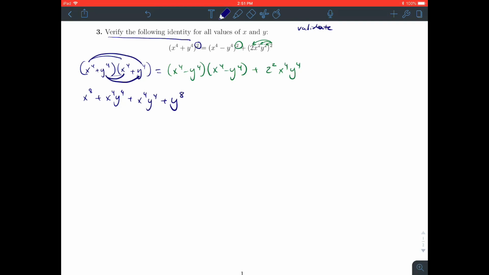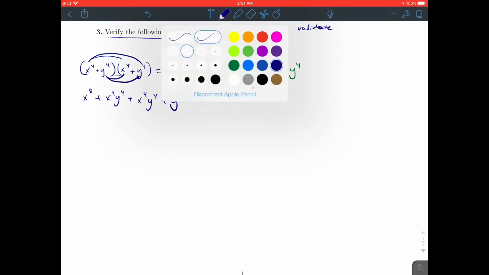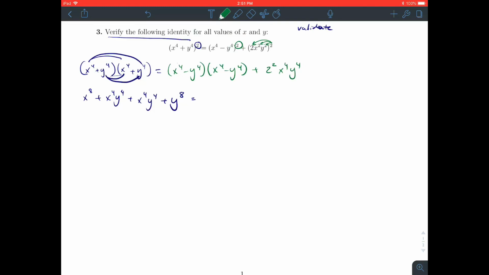4 plus 4 is 8. On the right-hand side, in green, we're going to have very similar. x to the fourth times x to the fourth gives us 4 plus 4 is 8. x to the fourth times negative y to the fourth gives us negative x to the fourth, y to the fourth. y to the fourth times x to the fourth gives us negative, and then keeping it alphabetical, x to the fourth, y to the fourth. And then negative times negative gives us positive y to the 4 plus 4, because they're the same base, gives us 8.